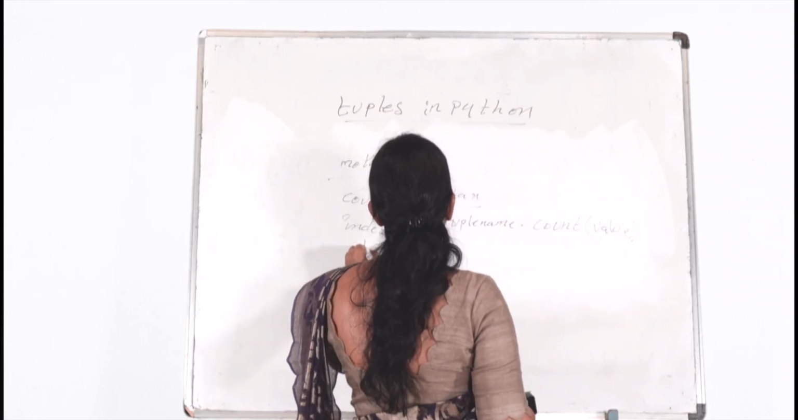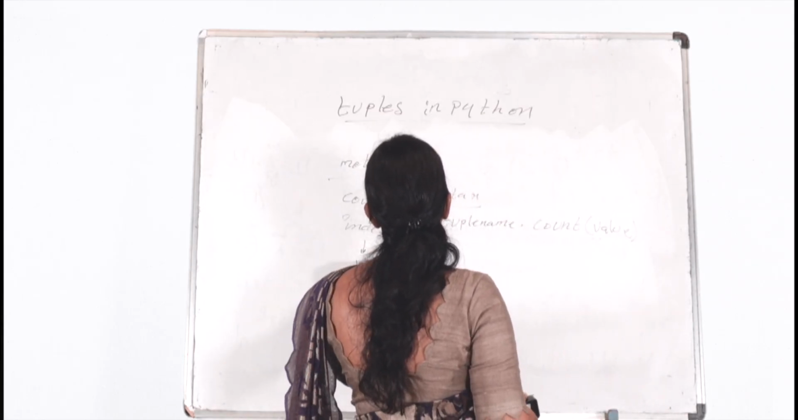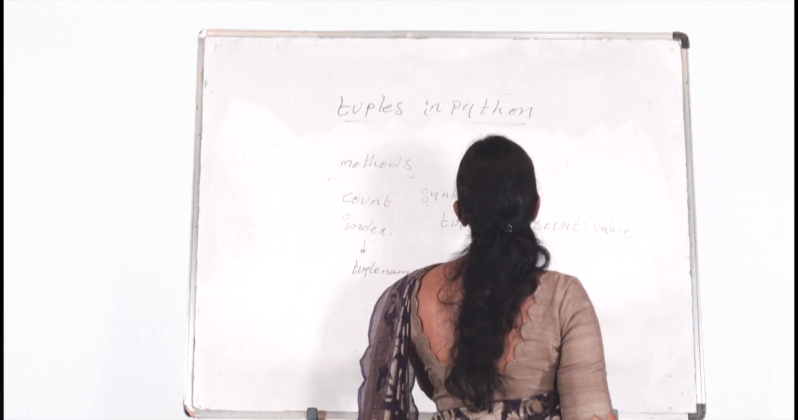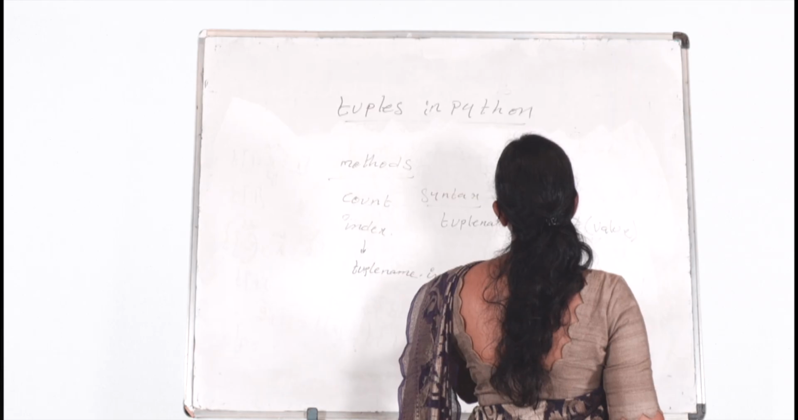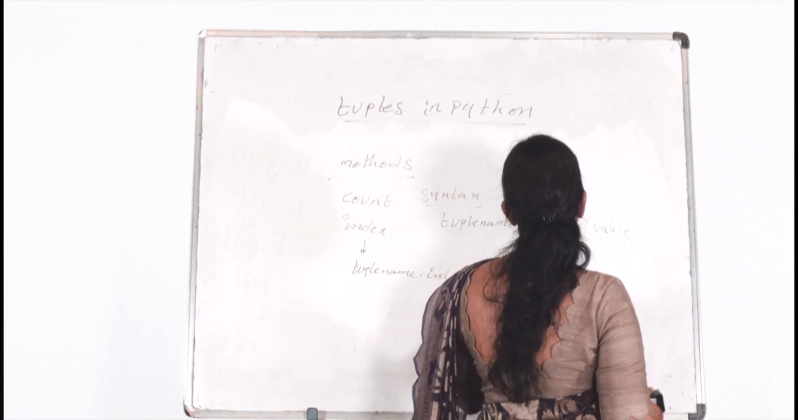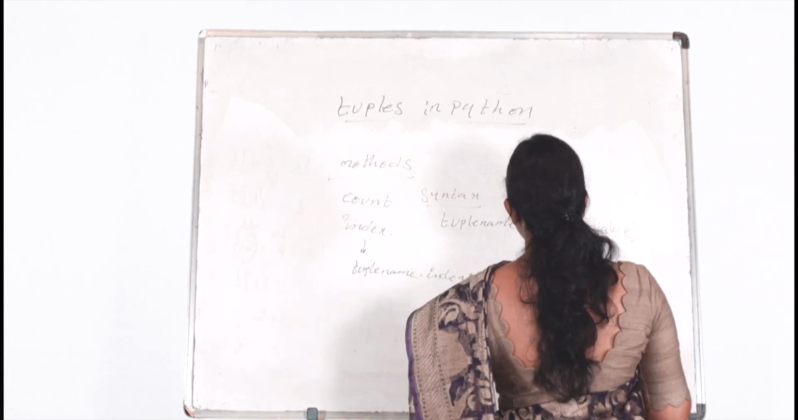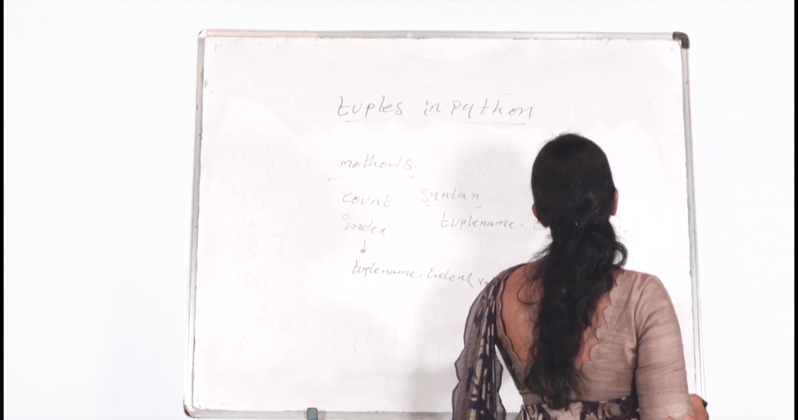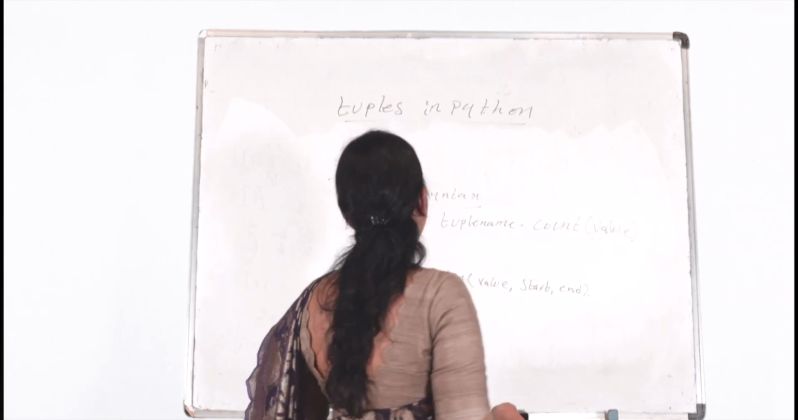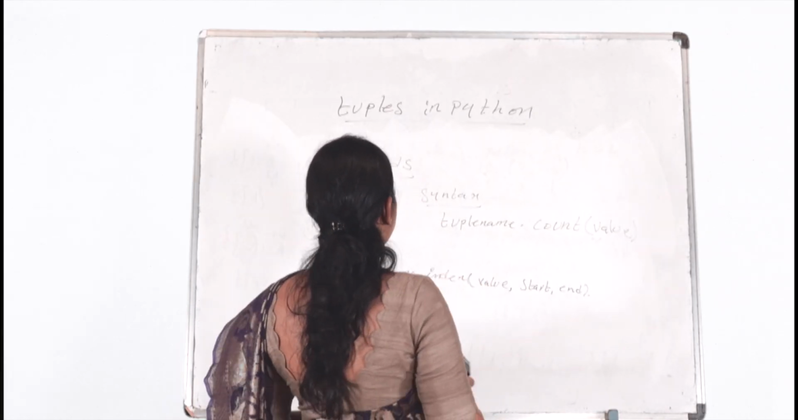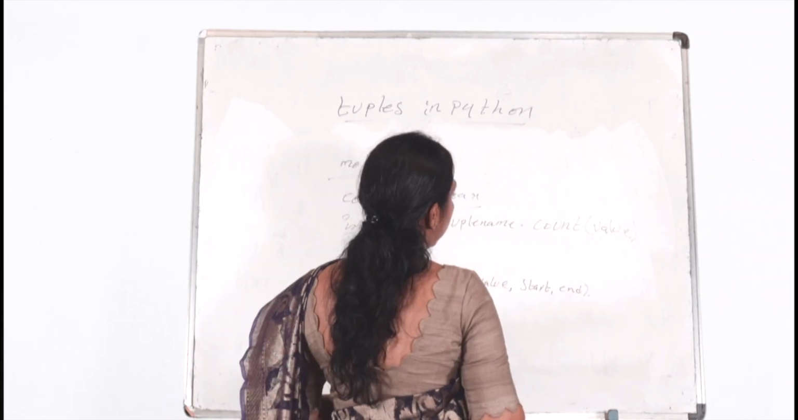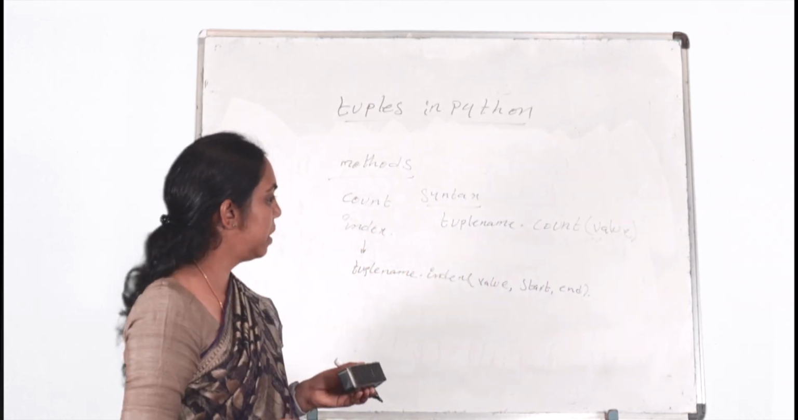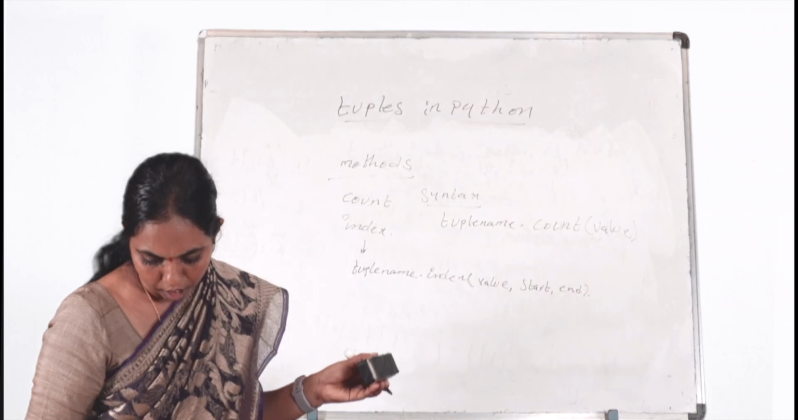The syntax for index is the tuple name dot index of a value, and we can also give a start and an end. So count is the tuple name dot count of a value, and index is index of a value comma start comma end.